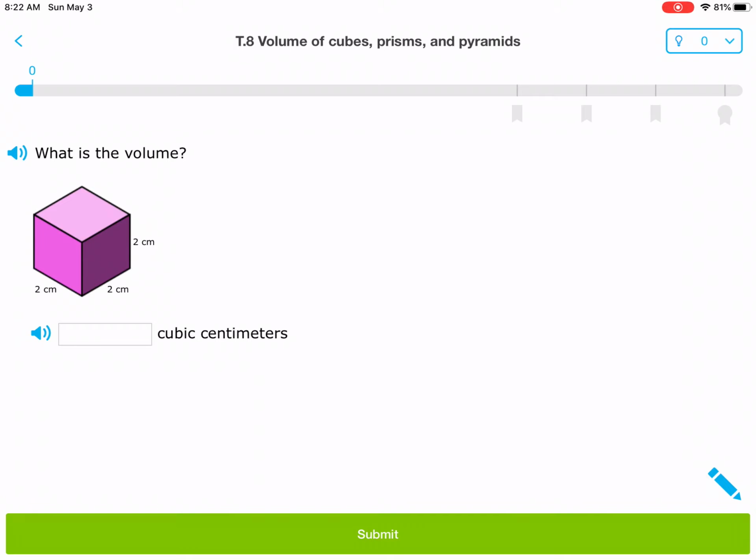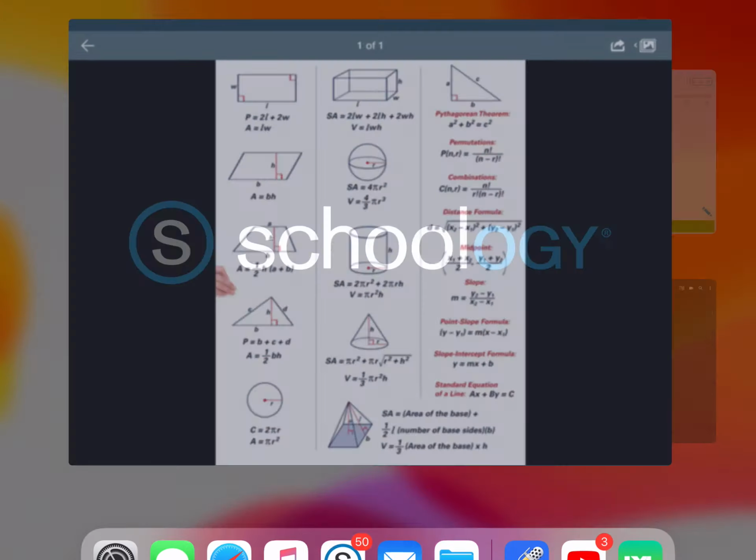All right, we're looking at IXL T8, volume of cubes, prisms, and pyramids. You are going to need that formula sheet.